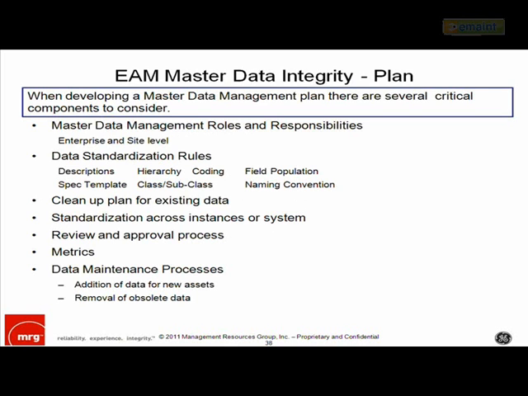This is kind of a kludgy slide. I don't really like this slide. I didn't have enough time to clean it up. I apologize for that. But in essence, what we're trying to do here is lay out some basic steps of a good data integrity plan.